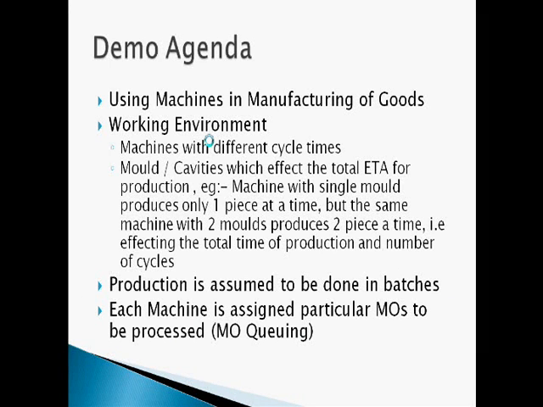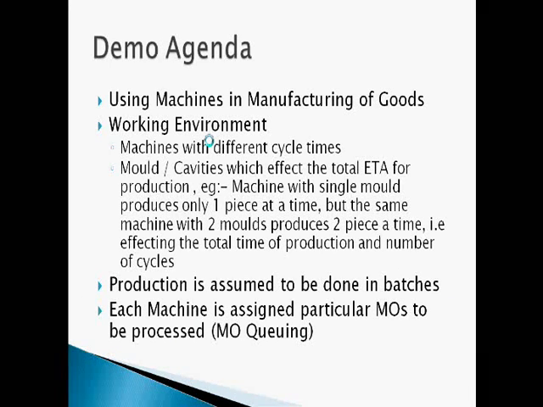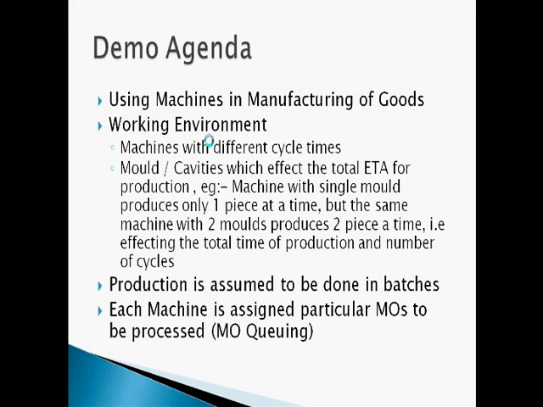So the demo agenda is as follows. We have different machines which are used for the manufacturing of goods. The working environment is we have different machines with different cycle time, mold and cavities which affect the total estimated time for production. For example, a machine with a single mold produces only one piece at a time, but the same machine with two molds produces two pieces at a time. That is affecting the total time of production and the number of cycles which are involved for the complete manufacturing process.